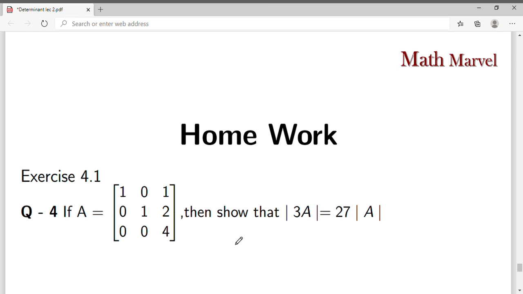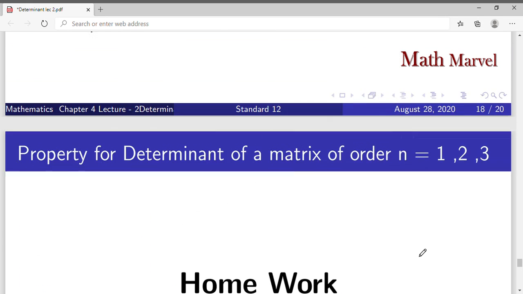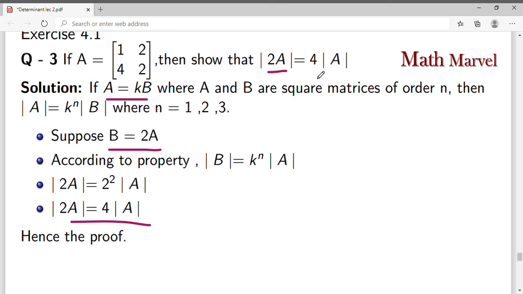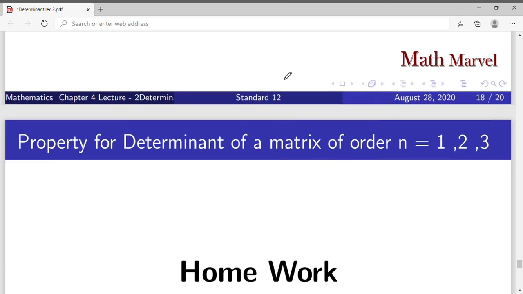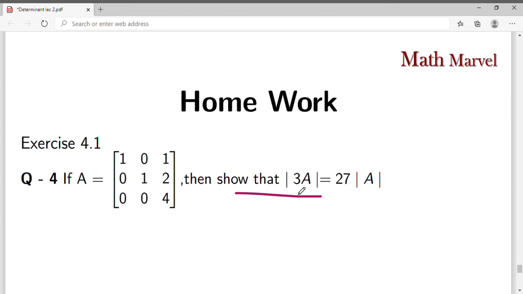Now this question is for homework. We already discussed the same question for a 2 by 2 matrix. Now here a 3 by 3 matrix is given. You can apply the property here, or you can first find the left hand side and right hand side and compare the answers. In the previous example 2A was given, but instead of 2A, here we have 3A. So what is my small k? Small k is 3.